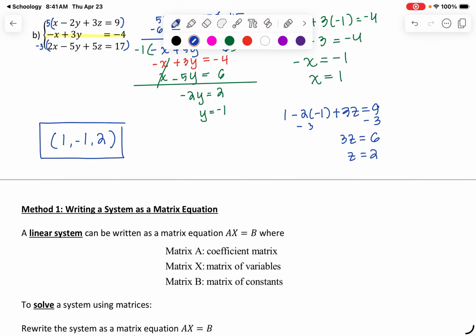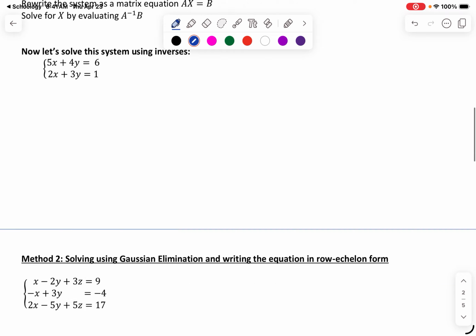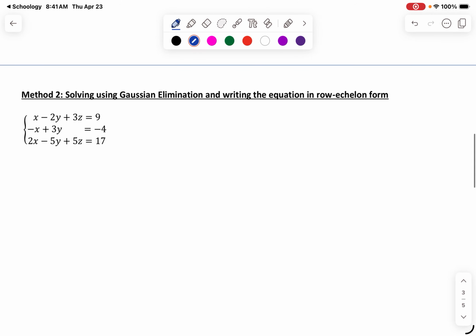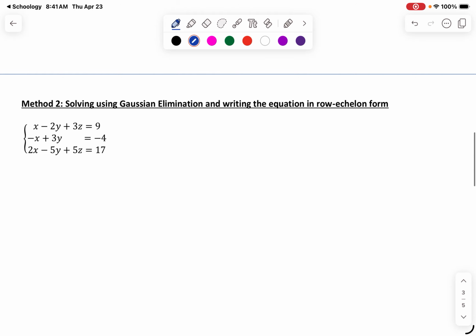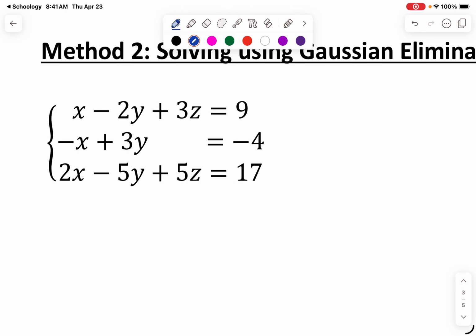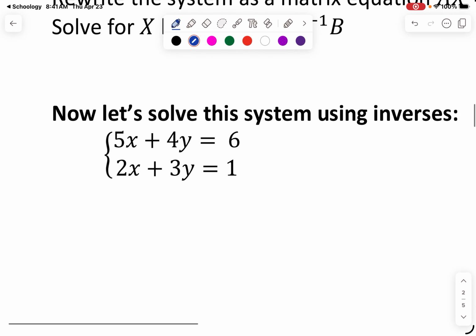Okay, so now what we're going to do is learn how to solve these systems using inverses, and then we're going to solve the first system using inverses and the second system using Gaussian elimination with row echelon form. They're interchangeable, okay? I would not solve this using inverses because we didn't touch on how to do an inverse by hand of a 3x3. So that's why I chose to do Gaussian elimination with this one. But you can use Gaussian elimination on this one or inverses.